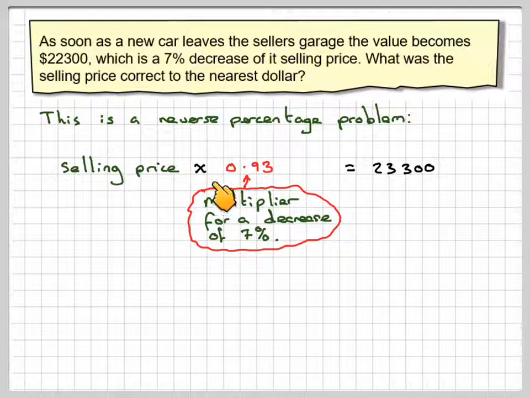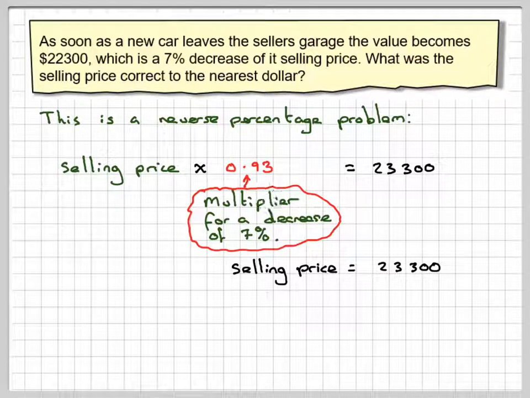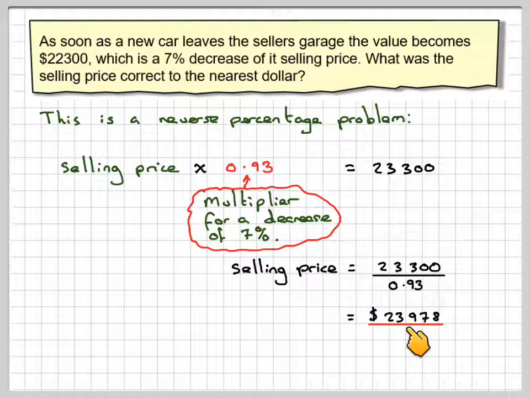So to find the selling price, because we've got multiplied here, we will have to do 23,300 divided by 0.93, and that will give me 23,978. So this is what's known as a reverse percentage problem, because basically we will have to do a division rather than multiplying. So just make sure you read questions carefully so that you really understand what you have to actually do. I hope you've understood, and I thank you very much for watching.